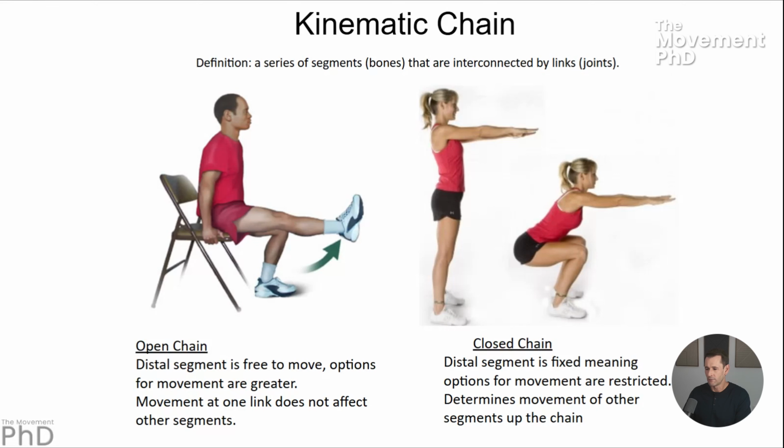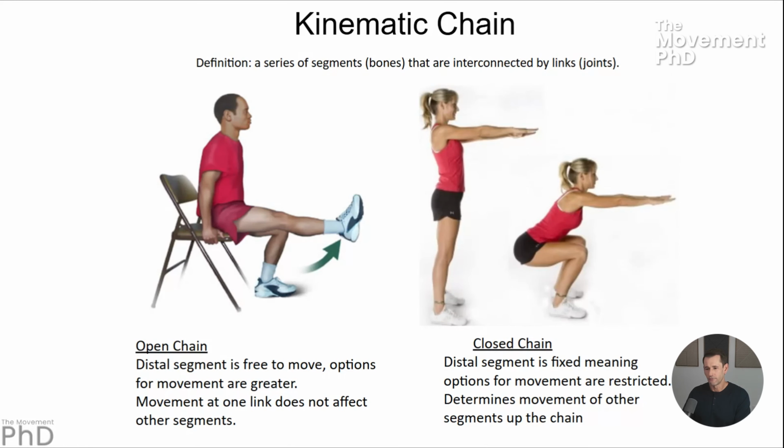It means that if I move my knee, it doesn't force me to move my ankle or my hip. So if you're doing a seated leg extension, as you extend your knee, you're not forced to move your ankle. You're not forced to move your hip. You can isolate that movement at that one joint. So that's what we mean by open chain.